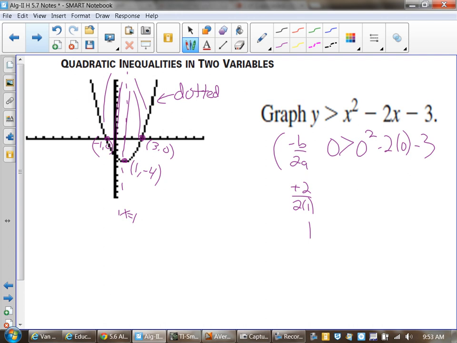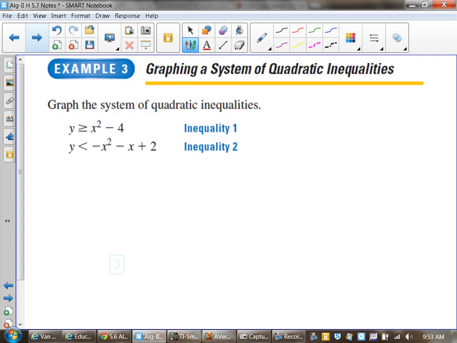Okay, now when you go to systems, what changes? You just have more of them. Go ahead, do the same thing like we just did. Find your vertex, calculate zeros, plot your two parabolas, and then use a test point for each parabola to see where the shade overlaps, or if it does overlap. That's what you're doing with this.